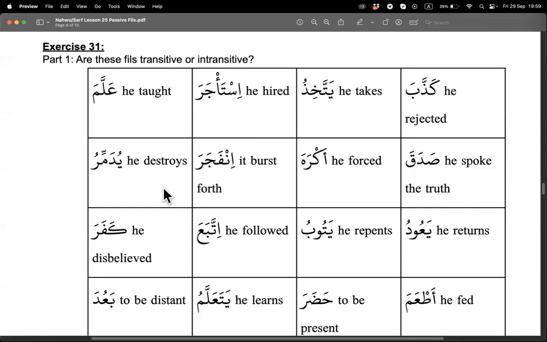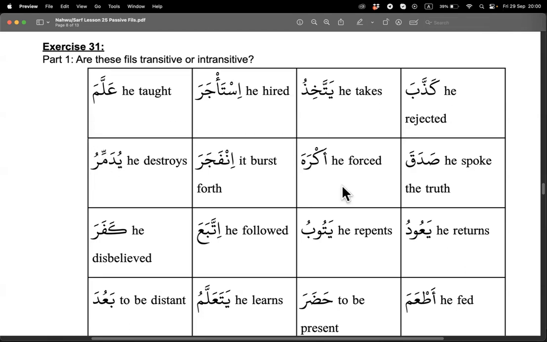Okay, so let's do this exercise as a way to recap what we learned in the previous lesson on passive verbs. Do you remember what is transitive and intransitive? Transitive requires an object, the maf'ul, and intransitive can stand by itself. Correct. So transitive in Arabic is called mutaaddi, very good, and intransitive is lazim.